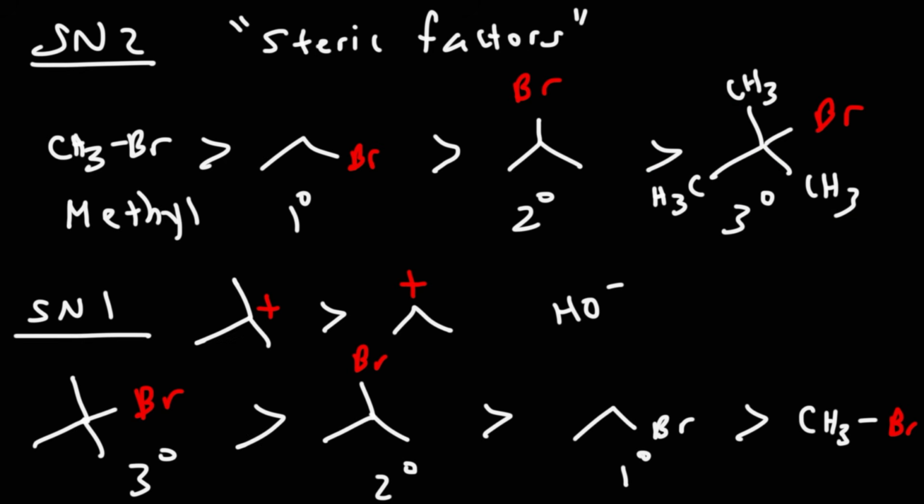So that's why SN2 reactions work better with methyl and primary halides, because the carbon that bears the bromine is not sterically hindered. It's accessible to attack by a nucleophile. But SN1 reactions work better with tertiary alkyl halides because of the stability of the carbocation.